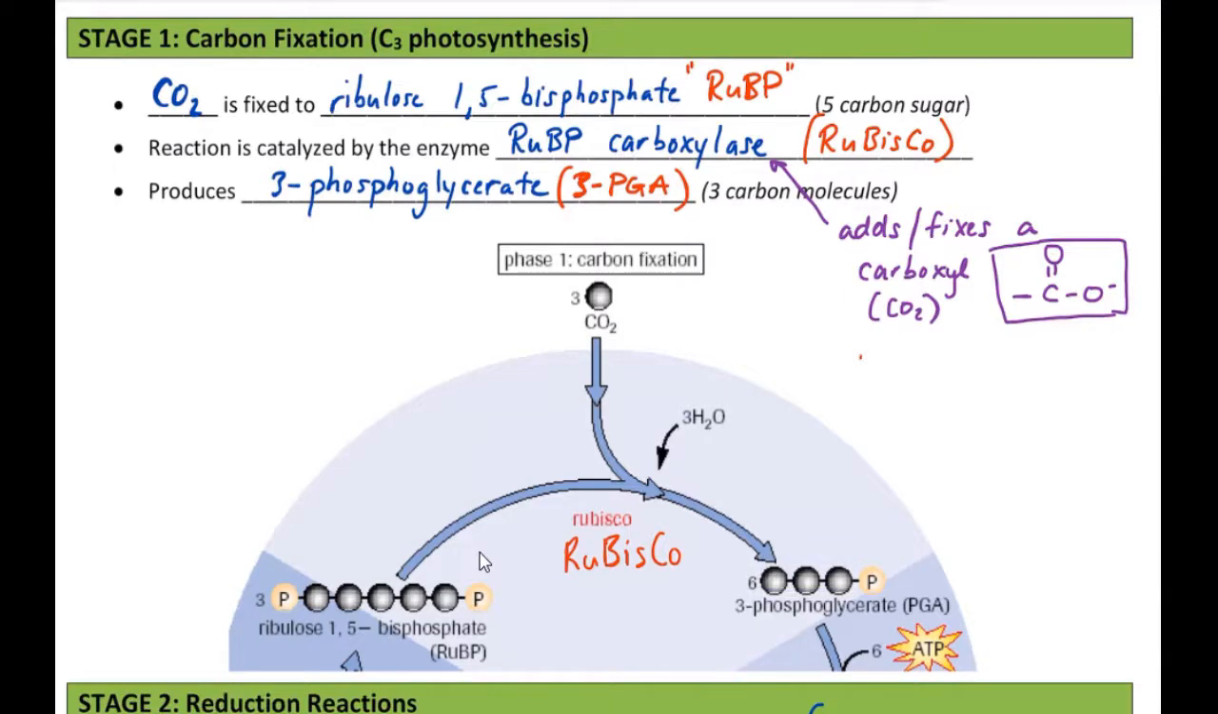So RuBP plus carbon dioxide through the magic of Rubisco makes 2 times 3-PGA. And notice you can see that it's doubled up, because if you look at this, there's 3 of these and 3 of these, but now there are 6 of these. If you count the carbons, 3 times 5 is 15, 3 times 1 is 3. 3 of the carbon dioxide carbons plus 15 of the RuBP carbons gives me 18. 18 chopped into 3 gives me 6 of these 3-carbon molecules. And if you followed that, I am very impressed.